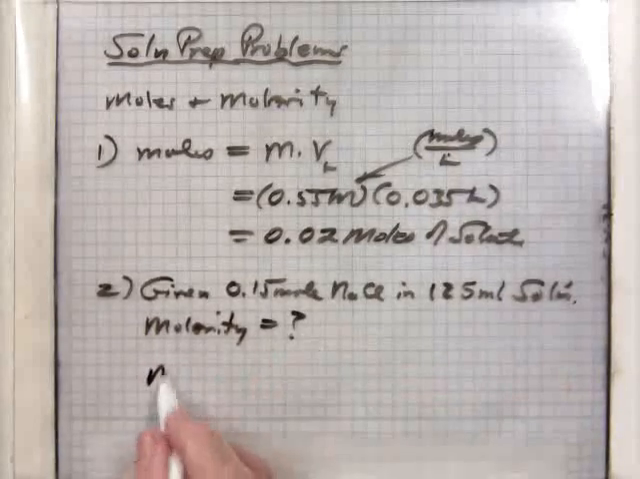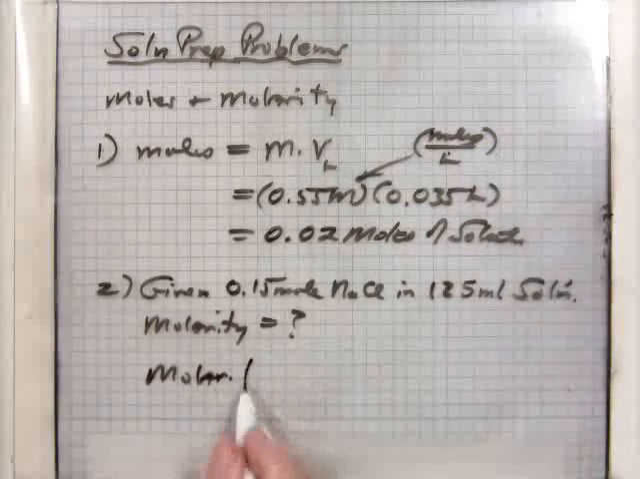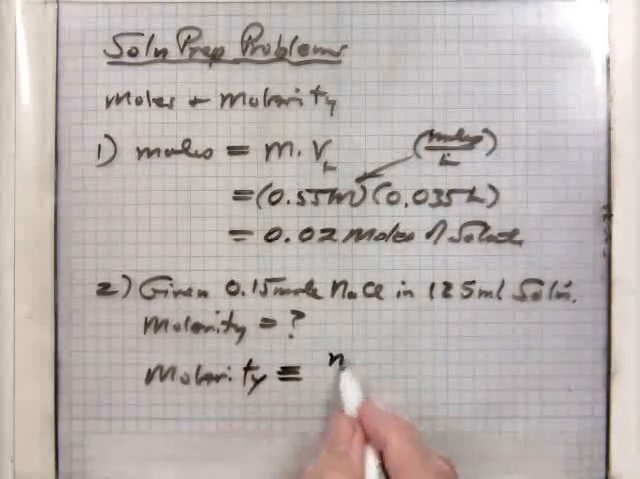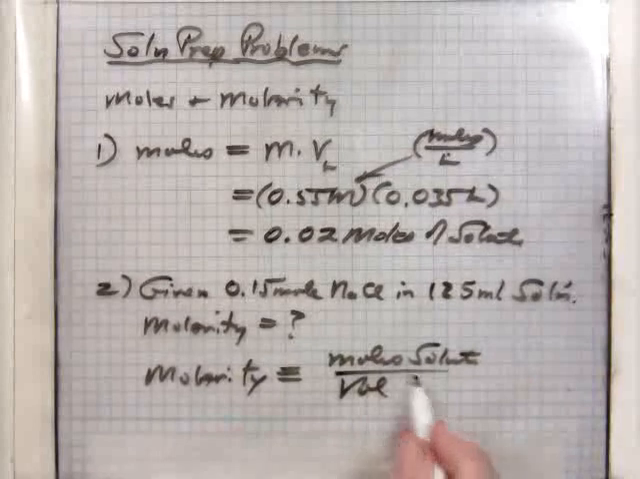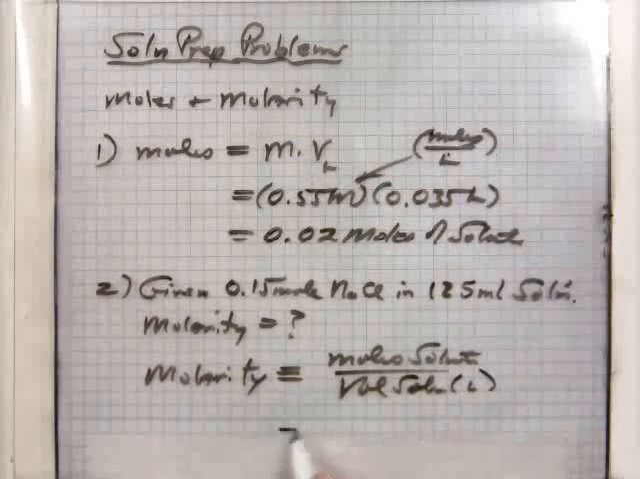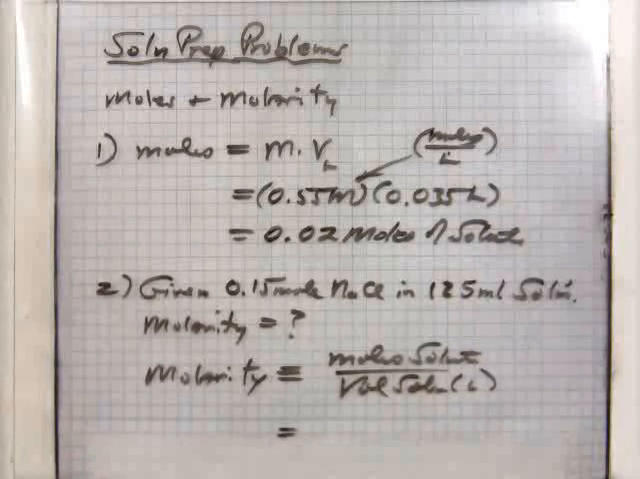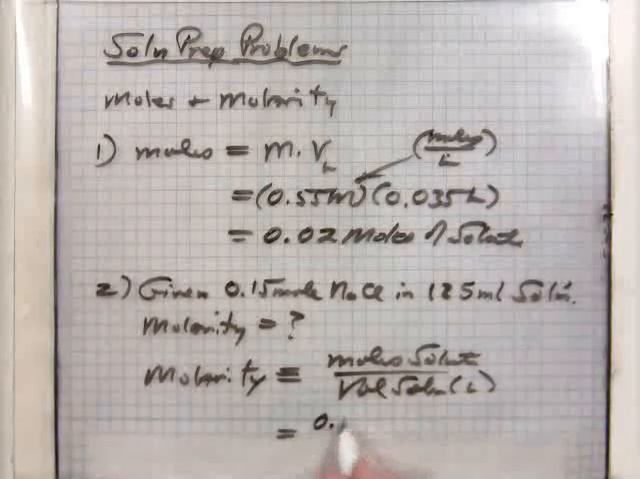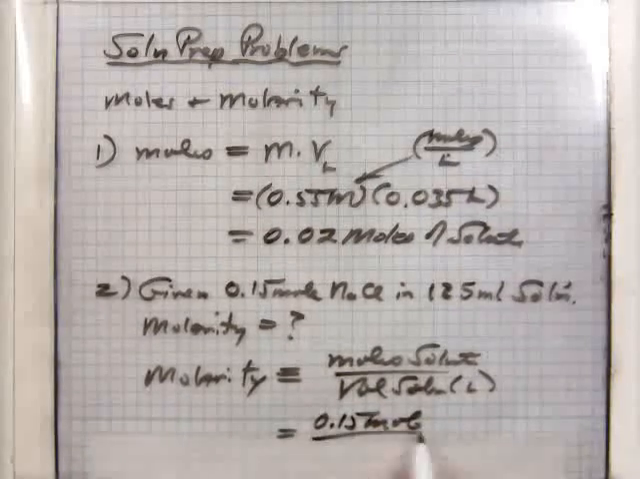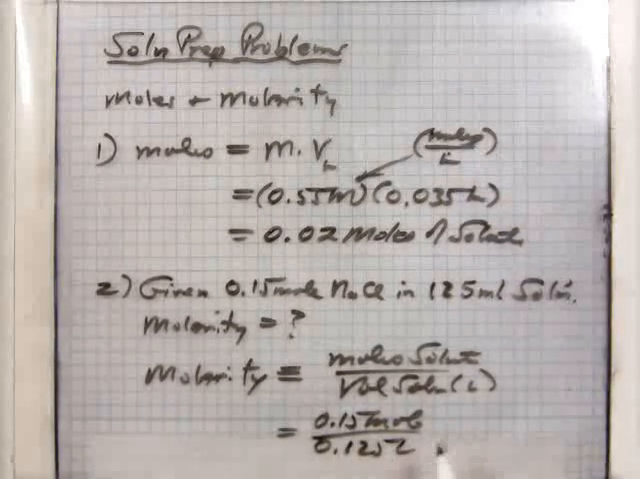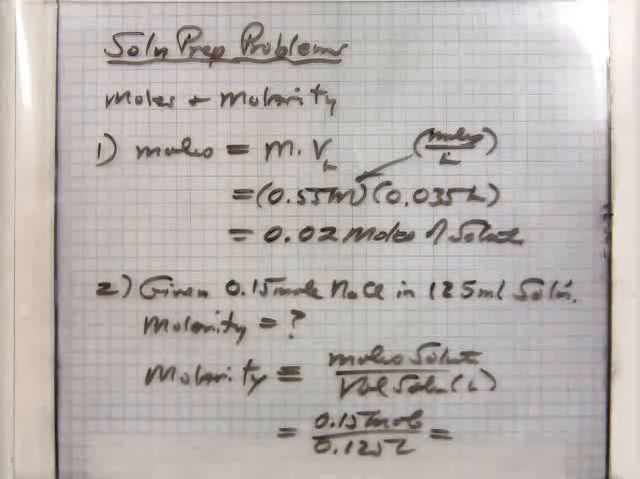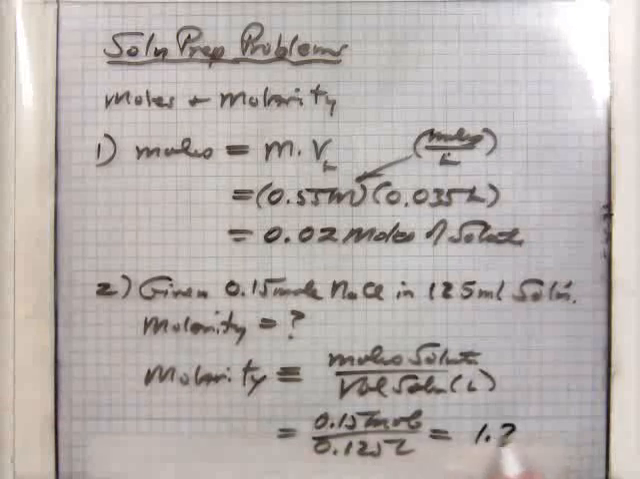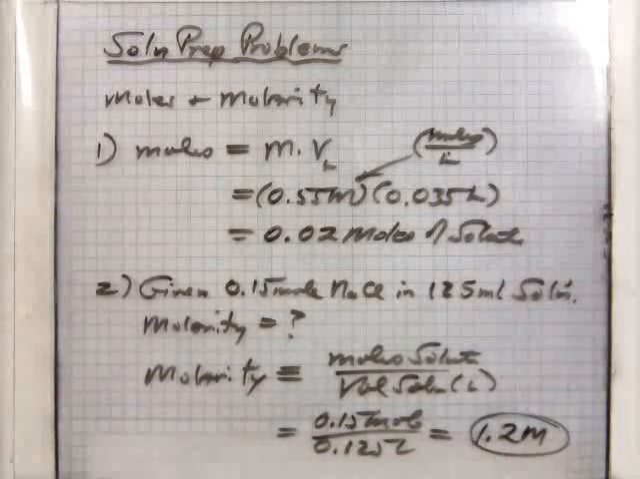Well, molarity by definition is moles of solute over volume of solution expressed in liters. So this one is simply substitute and solve. We have 0.15 mole of solute and 0.125 liters, and we can compute the concentration. That's 1.2 molar in the solute.